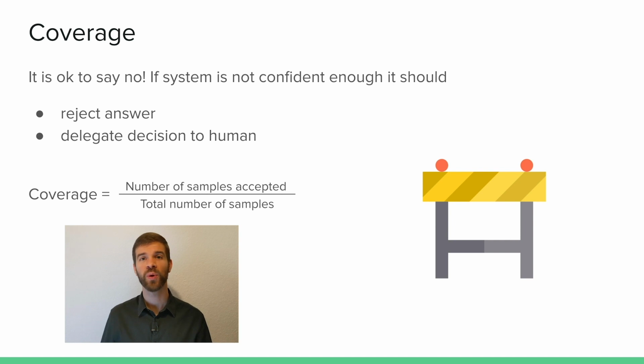And ideally, we want this number to be 1. We want all of the samples that are in our dataset to actually be predicted and our network accepting them. But sometimes we might have a network that can say, no, I have no idea what's going on here.